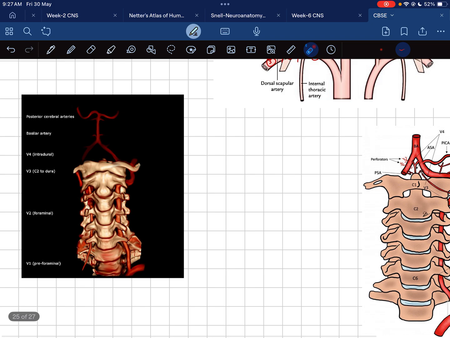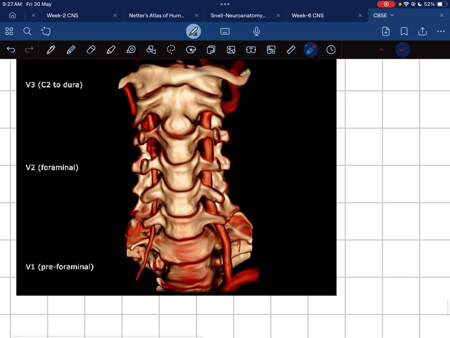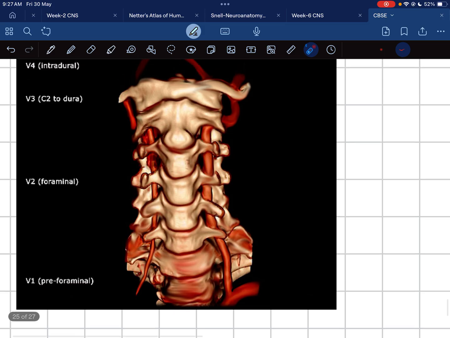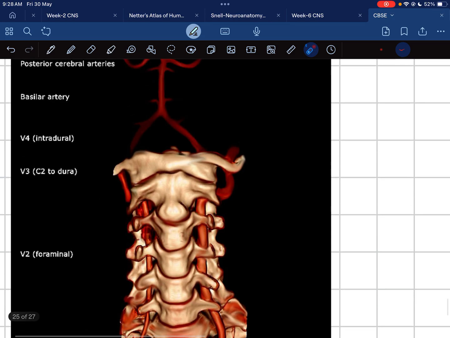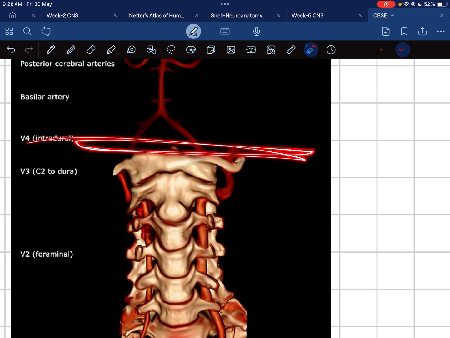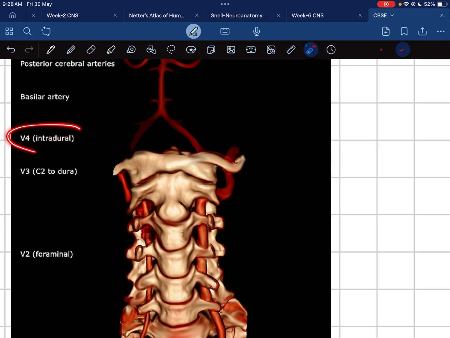It is divided into four parts. First, before penetrating the transverse process, is known as preforaminal. After that, up to the sixth cervical vertebra, it is known as foraminal. After that, it goes to the dura mater. So it passes the dura mater, and that is known as V3. After that, it passes into the intracranial part. From here the cranium starts. So intracranial is known as V4.